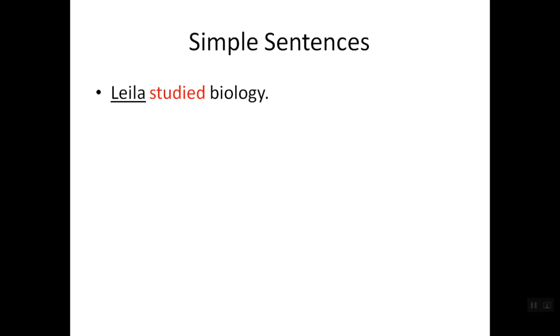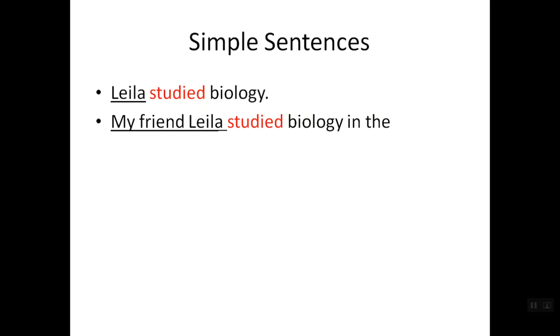Okay? If you want to make it more complicated, I think it's not going to be that easy in all the sentences you're going to deal with. So, if you want to give more information about Layla, so my friend Layla, okay, studied biology in the university. But we still have one subject and one predicate. Okay? One subject. Who is the subject here? Who studied? Who is the doer? My friend Layla. So this is the subject.